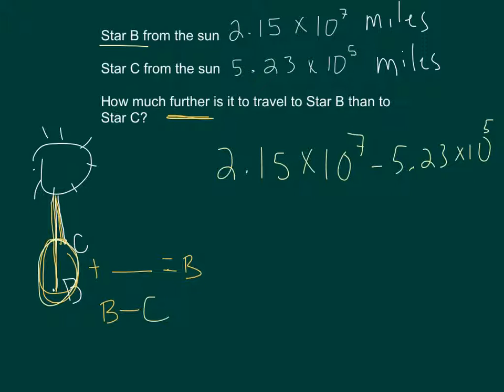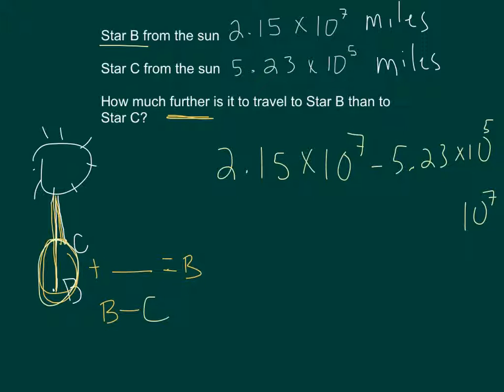Now when I'm adding or subtracting, I need to make sure that my exponents are the same. That is not true for multiplication and division. It is only true for addition and subtraction. Well, are my exponents the same? No, they are not. I want to identify which one is bigger. 10 to the 7th is bigger, so I'm going to keep that. I'm going to change my 10 to the 5th to match 10 to the 7th.